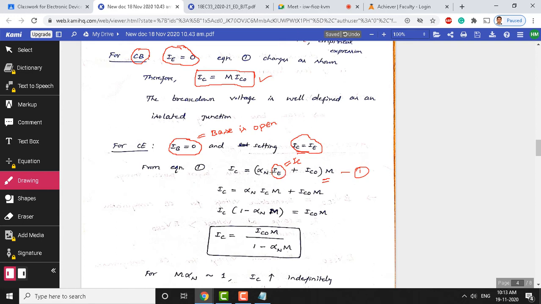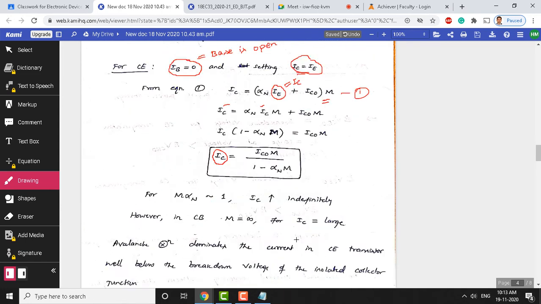This gets multiplied with this term, and ICO times m. So the final expression is, if you take it here and here there is an IC, if you take IC as a common factor, you get on the left hand side IC times (1 minus alpha N times m), which is equal to ICO times m, and from this we can derive the final expression for IC. So, collector current entering the depletion region in a common emitter configuration is IC equals ICO times m divided by (1 minus alpha N times m).